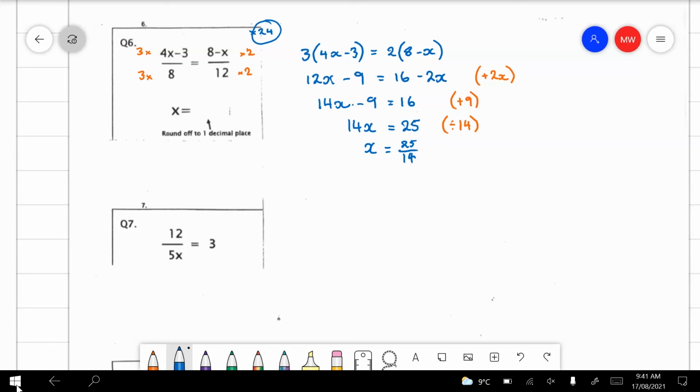A fraction is actually a better answer, but you might notice that this question in particular asks you to round it off to 1 decimal place. So in this case, the answer will be 1.8.